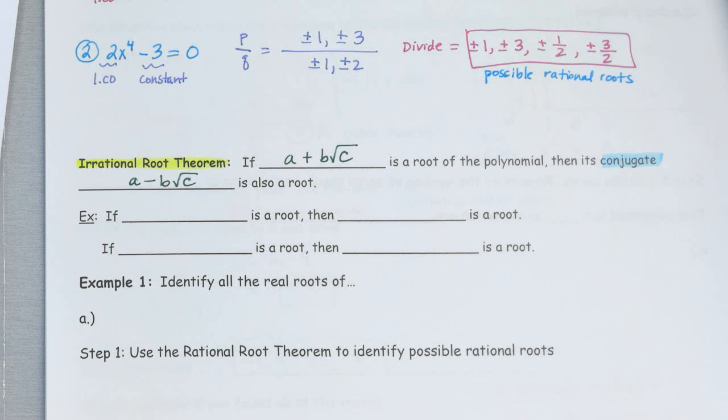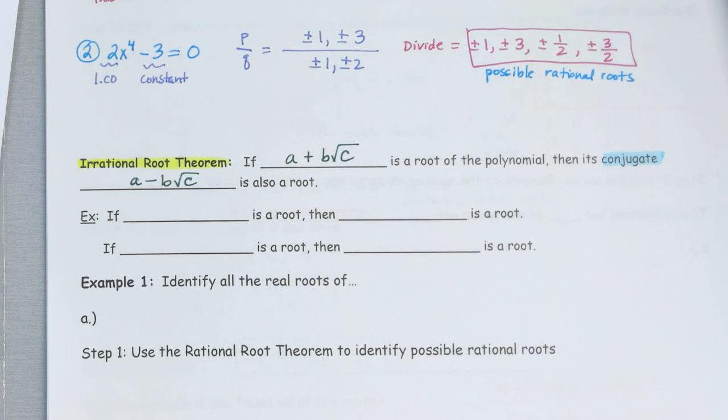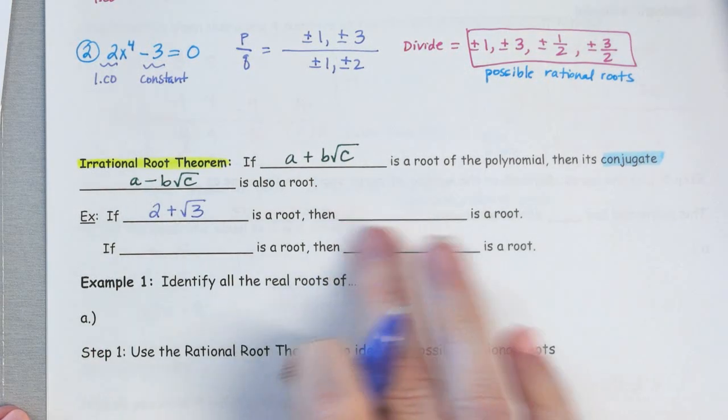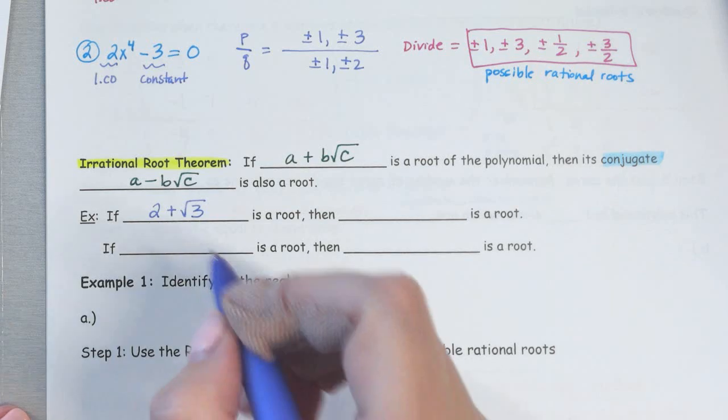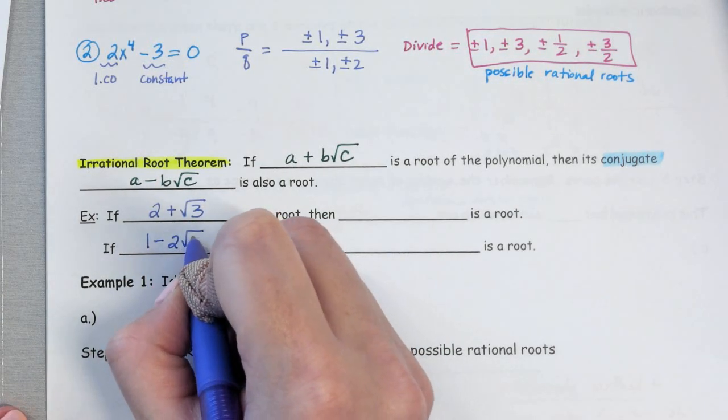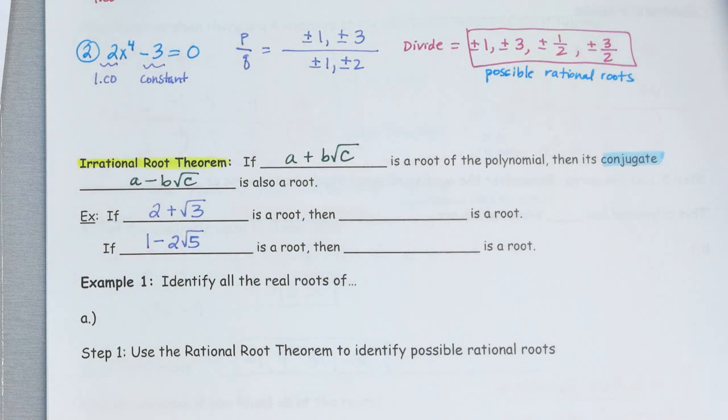So we're going to do this with some actual numerical examples. So let's say we had 2 plus root 3 is a root, then you tell me what else is a root. Yeah, sorry, I meant, I did say you tell me. You write it down. Okay, so 2 plus root 3, if that's a root, what else has to be a root? And then I want you to think about why this makes sense.